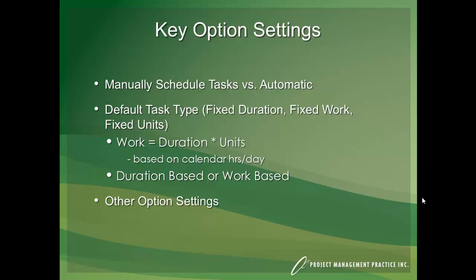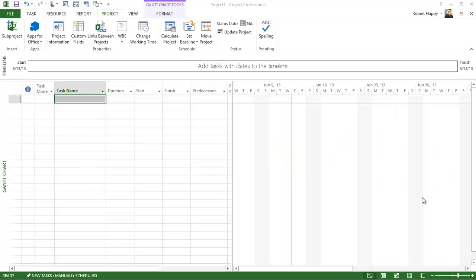And we have a whole section that we'll spend time on, and you'll see how this schedule equation behaves, if you will, once we start assigning resources to tasks. But you can set up the default in the beginning. Then there'll be some other key option settings that I'm going to want to look at as well. So let's go have a look at Project.